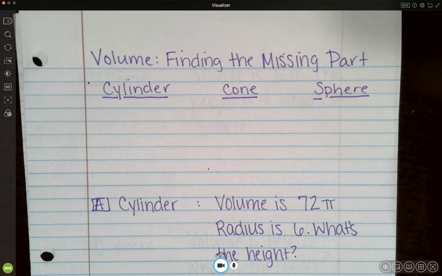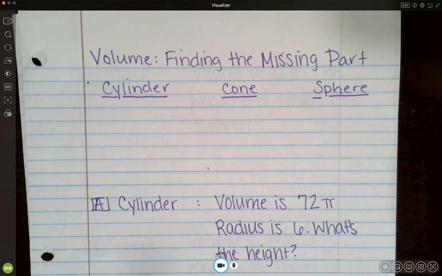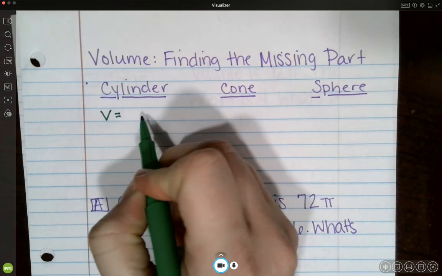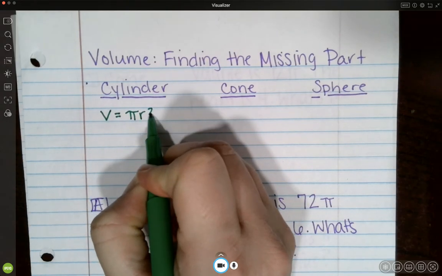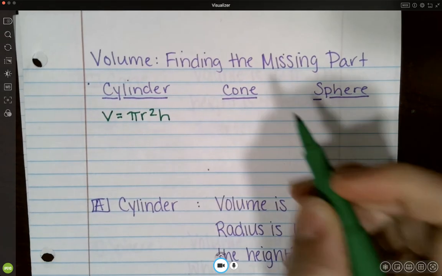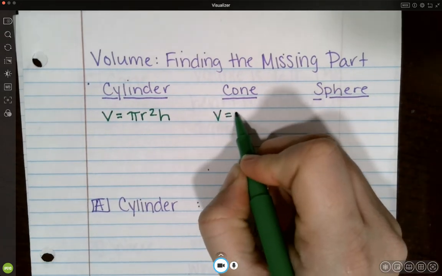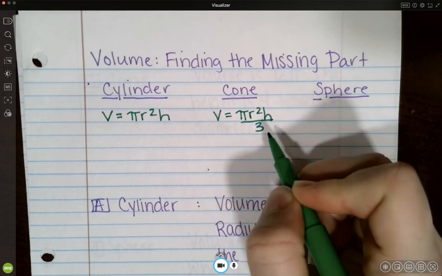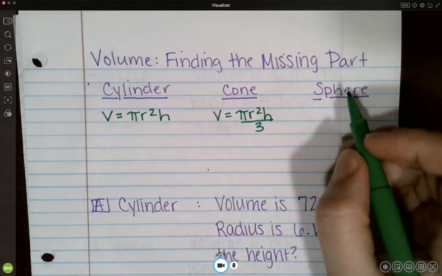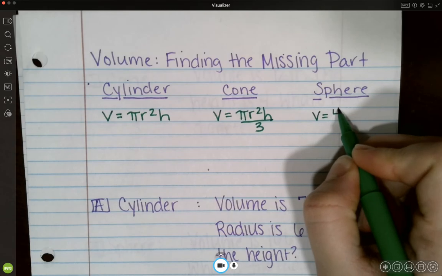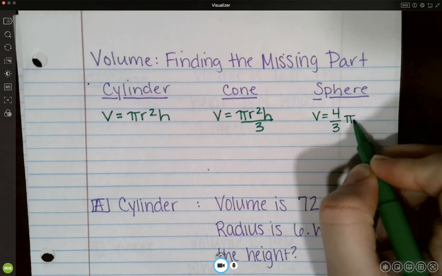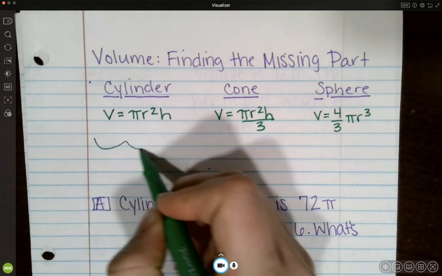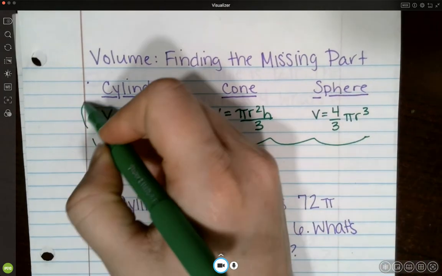All right, so the first thing we need to recap is the formulas. Cylinder volume equals pi radius squared times height. For a cone, we have volume equals pi radius squared height divided by 3. And for a sphere, we're dealing with volume equals 4/3 pi radius cubed. So we need to use those formulas for each of the examples we're going to be working with.